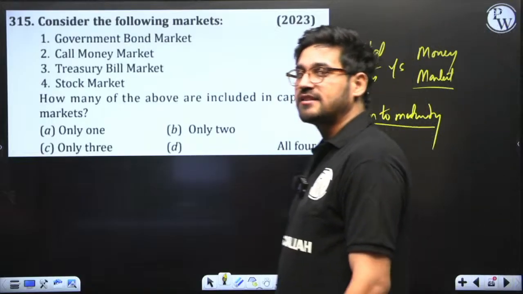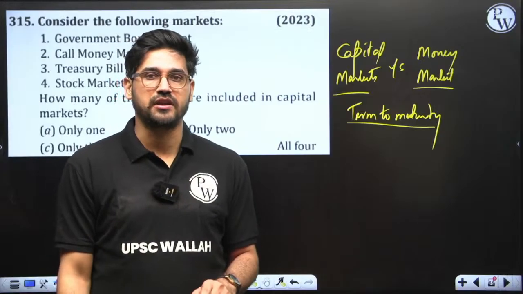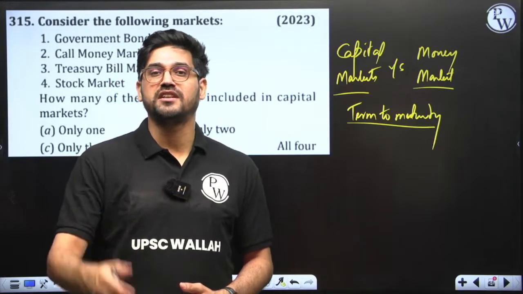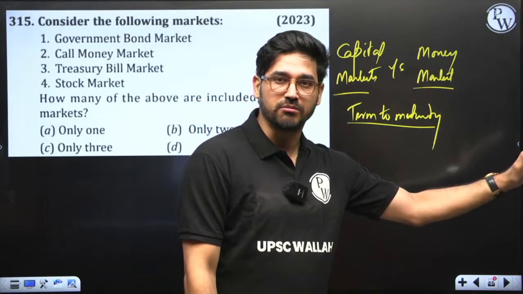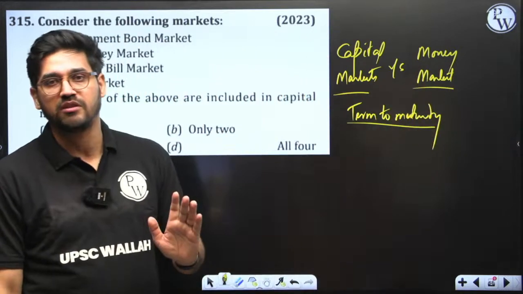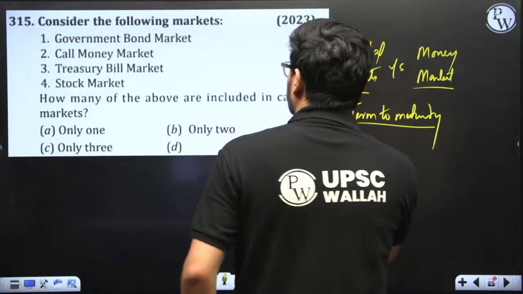The essential difference between the two lies in the term to maturity, or you can say lies in the tenure, which means that money market is going to be dealing in all such financial instruments which are going to mature within a period of 1 year. So, up to 1 year, the instrument will be included in the money market. If it is for a period of more than 1 year, then it's going to be a part of the capital markets. Which of these are included in the capital markets?